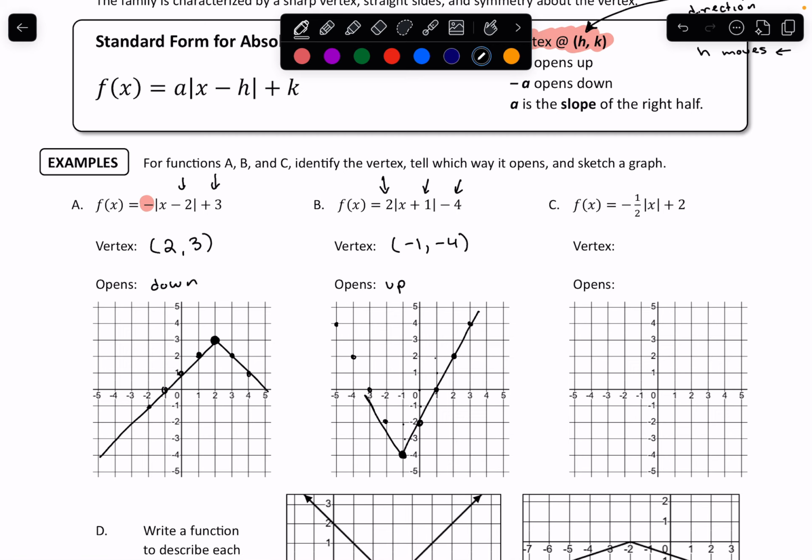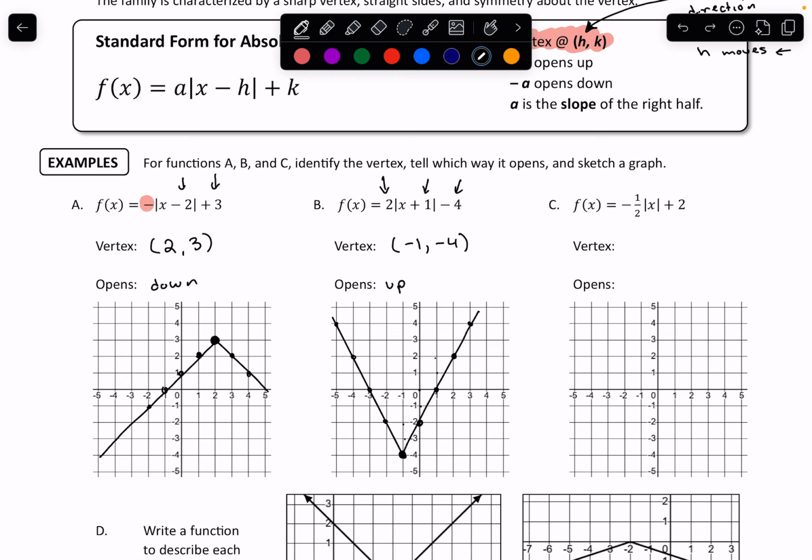Whoa, I missed that one bad. All right, straighten out for me, line. There we go. So my V's a little bit skinnier. That's what that 2 out in front did, it made my V skinny because it changed the slope. It made it taller and skinnier.